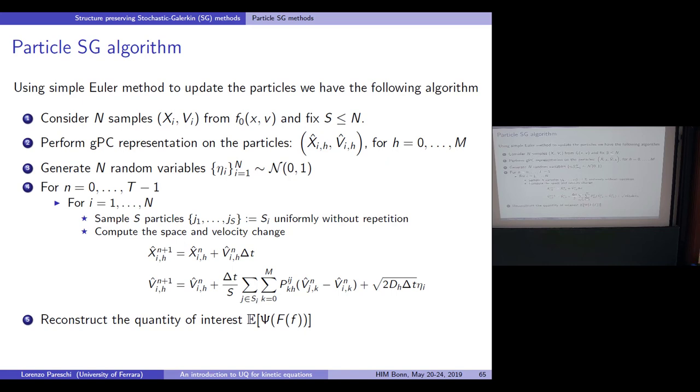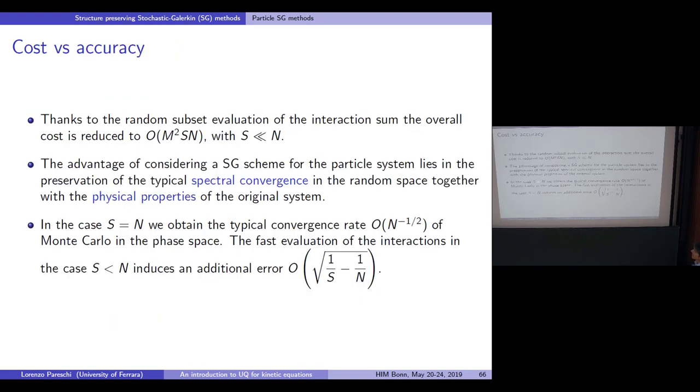For each particle i, you sample the set of particles which will interact with your particle, and then you update your system in the modes of the particle by using this fast evaluation of the sum. You iterate this, and then at the end you have to reconstruct your quantity of interest according to your favorite reconstruction process. But the nice thing is that you have to reconstruct it just from a set of particles, so positions and velocities. So in the end, it preserves the physical properties at the microscopic level, at least in a statistical sense. So that's the reduction that I've already discussed.